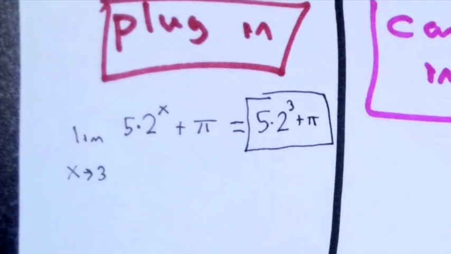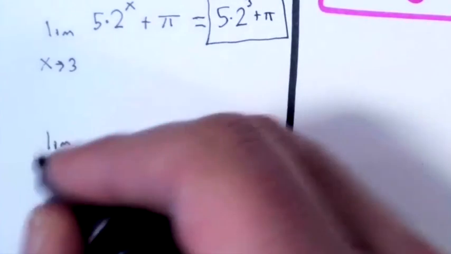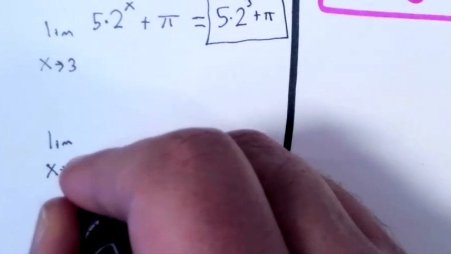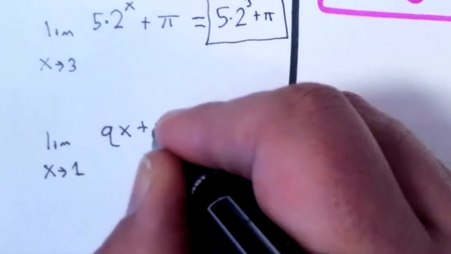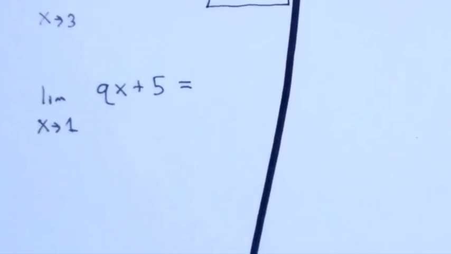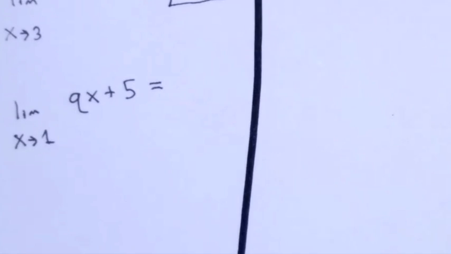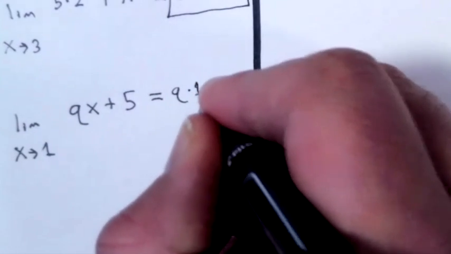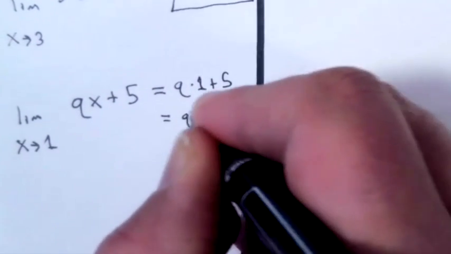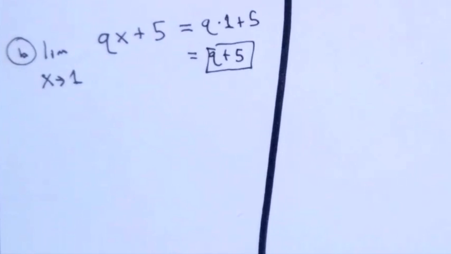And if you have arbitrary constants or other things that might make it seem like it's messy, as long as the function is nice enough, it's really not messy. So as an example, we could look at the limit as x goes to 1 of qx plus 5. And is there any reason here that I can't just plug in x equals 1? So I can just plug in q times 1 plus 5, and I get q plus 5 as the final answer. This works even if there are situations where it might not look like it would.